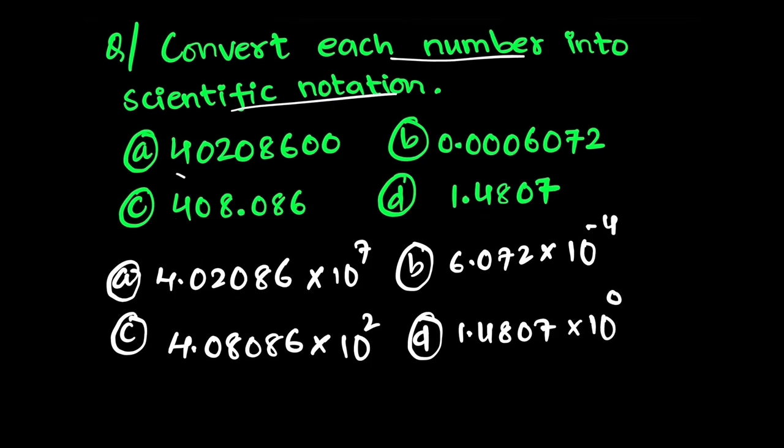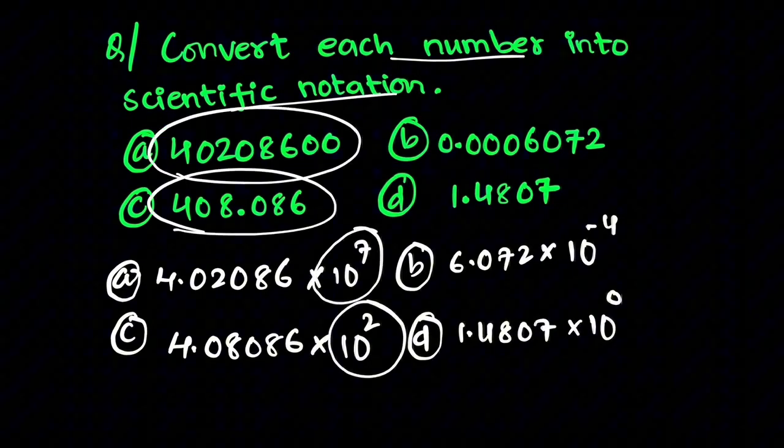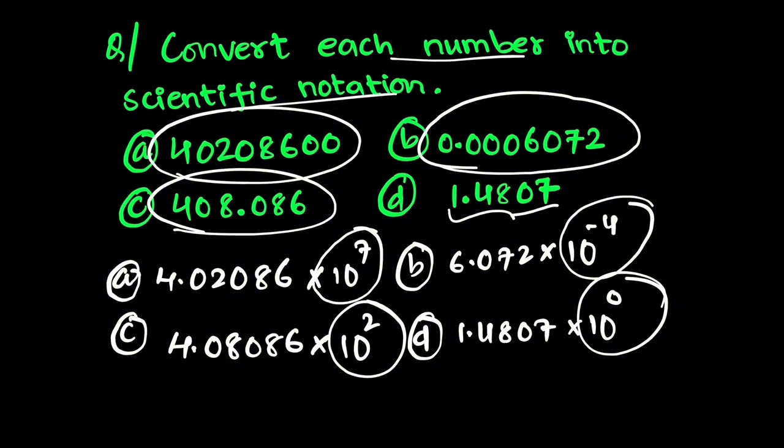So you see here, the numbers greater than 1 are associated with positive powers of 10, while the numbers lesser than 1 are associated with negative powers of 10. And the number that is between 1 and 10 is associated with the power of 0.